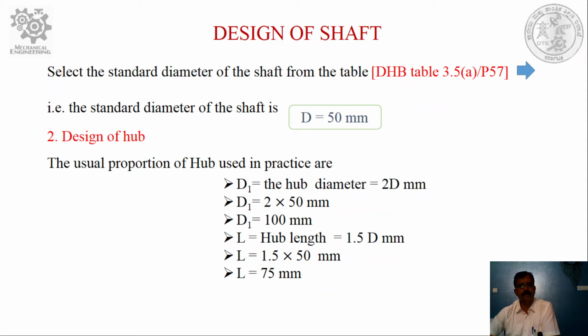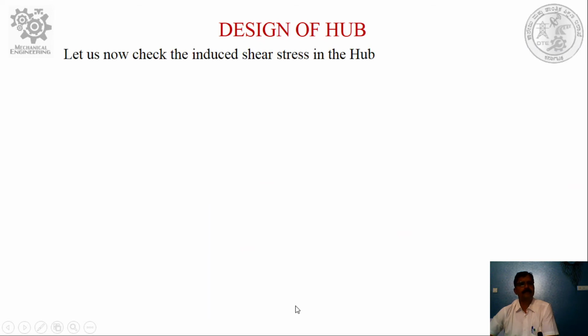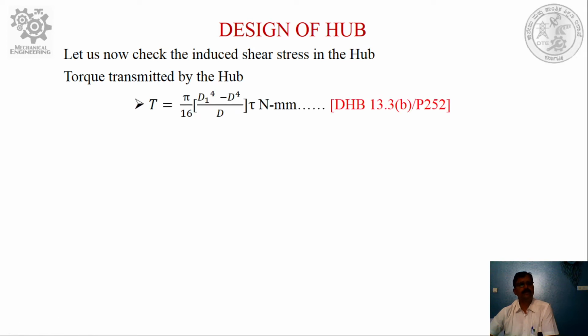Let us check whether these dimensions are safe or not, while considering the design of the hub as similar to that of a hollow shaft, and substitute all these values in the equations and check the induced shear stress. Now let us check the induced shear stress in the hub. Torque transmitted by hub is T equal to pi by 16 into (d1 to the power of 4 minus d to the power of 4) divided by d1, into tau.